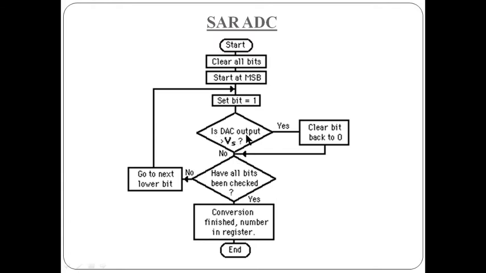If the DAC output is more than the sample or incoming voltage, then we clear the bit back to 0, meaning the value assigned to this bit is 0, and then we again start to check the bits. If the DAC output is less than the incoming or sample voltage, at that time we assign the value 1 and go to the next bit inside the SAR. At the end, when all the bit values are checked, we get the binary value or digital signal value of the incoming voltage. How this works, I will show you in the example which we are going to study.